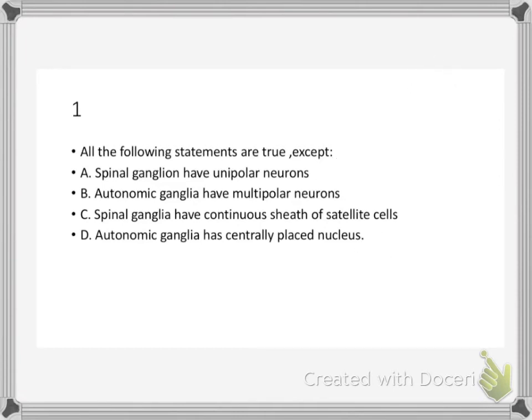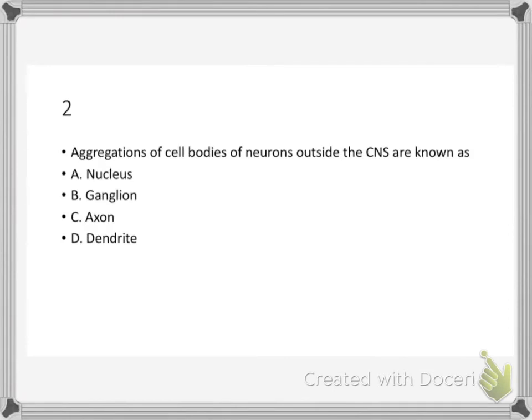Okay, next one, we'll try this. Aggregations of cell bodies of neurons outside the CNS. Look at this point, it is outside the CNS. Outside the CNS means ganglion, because the nucleus is inside the CNS, and axon and dendrites are out. So we know what is axon and what is dendrite. Very good. We'll move on to the next slide.